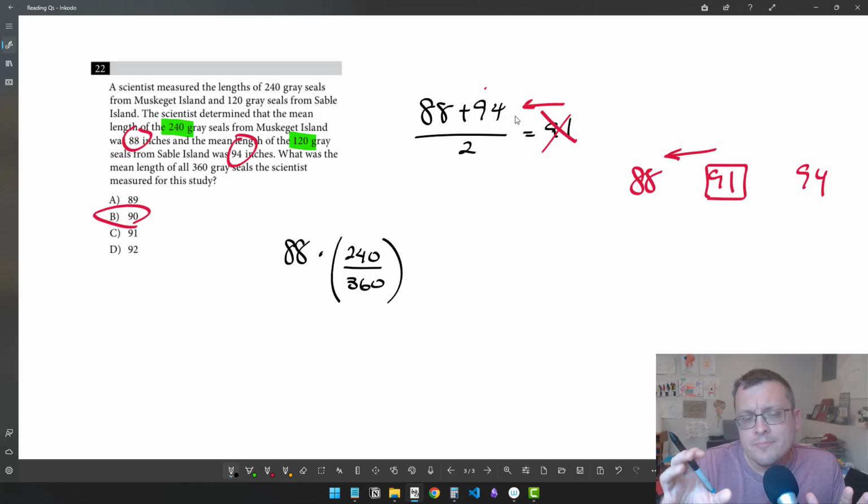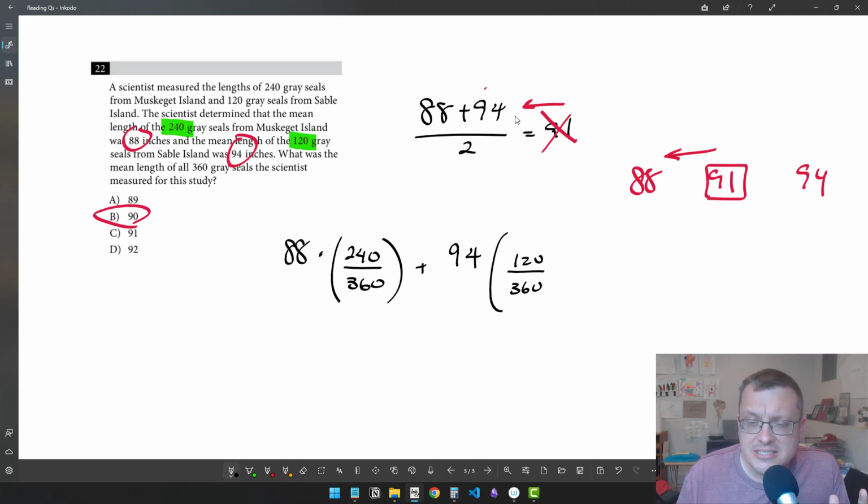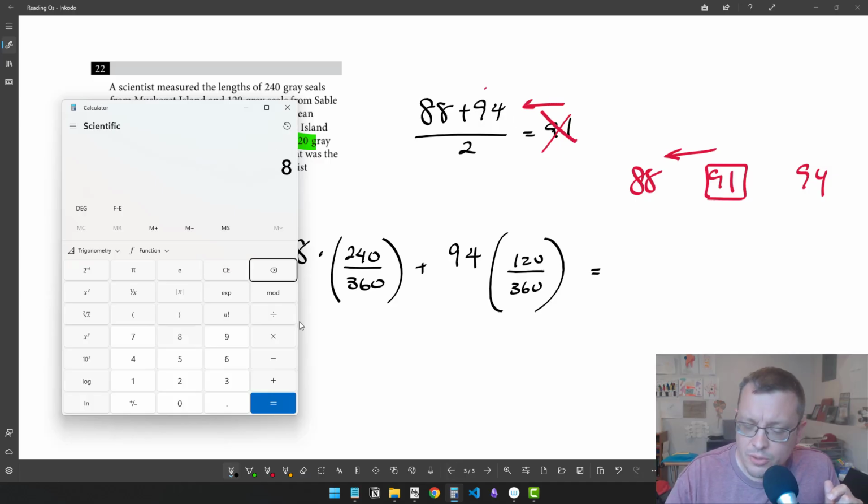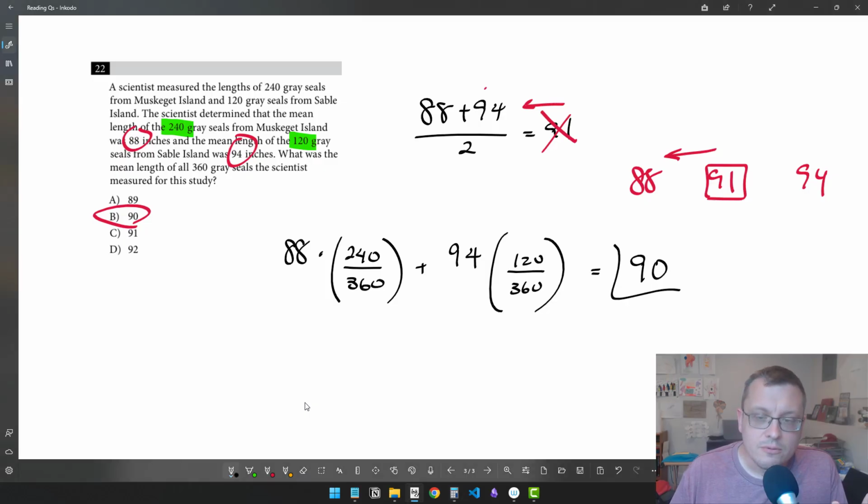And that will appropriately adjust the average to the proportion of seals out of that total, right? The proportion of seals with average length of 88 out of the total. And we're going to do the same thing to the 94. This time we're going to multiply it by 120 over 360, because we're going to weight that 94 according to the fact that I've got 120 seals out of the total. And when I sum these results, we'll get our new average, our weighted average, as it's called. So 88 times 240 divided by 360 plus 94 times, let's do parentheses just to be careful, 120 divided by 360, close parentheses, equals, I add it all up, and we get 90, which was our answer before.